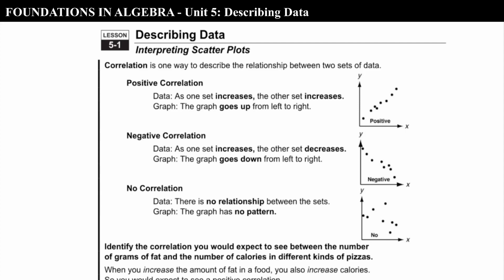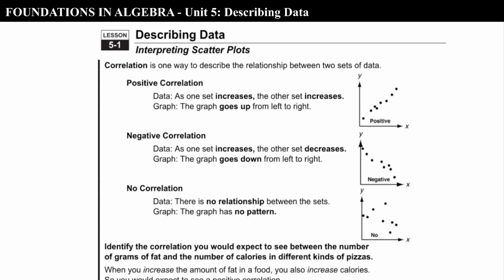Hello and welcome to the Unit 5 Section 1 video on interpreting scatterplots. So in this unit, we're all going to be talking about describing data. If we have data plotted on a graph, what kind of information can we get out of that data? And how does that data relate? How does the x and y axis relate?